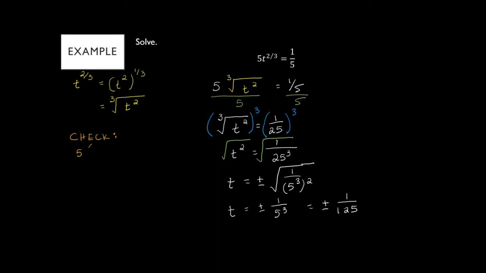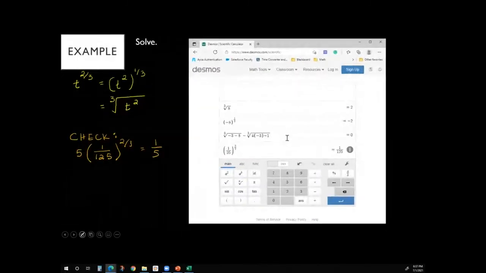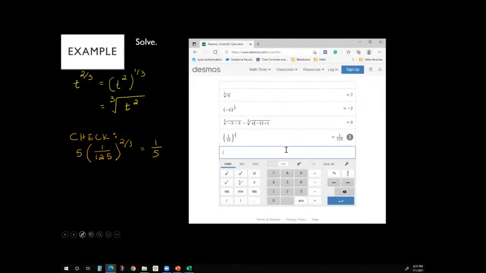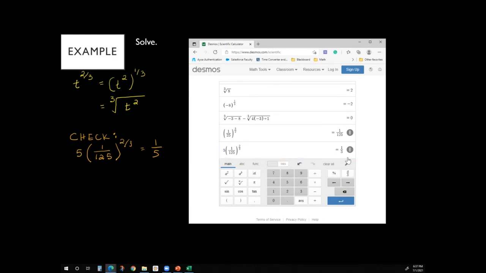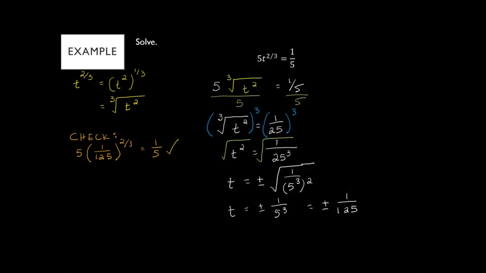So if I check the positive version, 1 over 125 to the 2/3 equals 1/5. I'm going to use, again, Desmos to make my life easier here. I'm going to type in 5 times 1 over 125 in the exponent to 2/3. And then, okay, that equals 1/5. So that works. I'm going to put a little check mark.